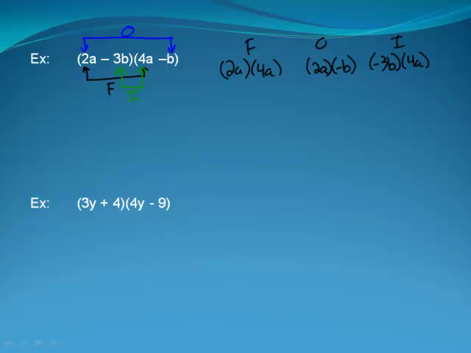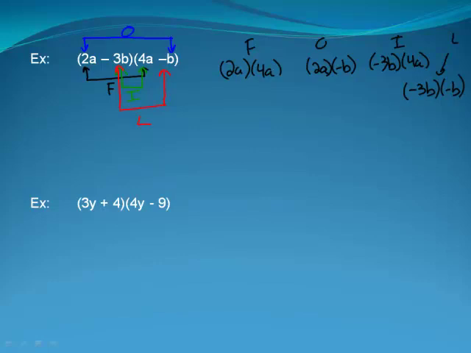That's our inner product. And our last, I'll have to squeeze that in there. The last two are always the last terms in each group. So the last terms would be the negative 3b in the first group and negative b in the second group. Those are your last two that you're going to multiply. So that will give you negative 3b times negative b.